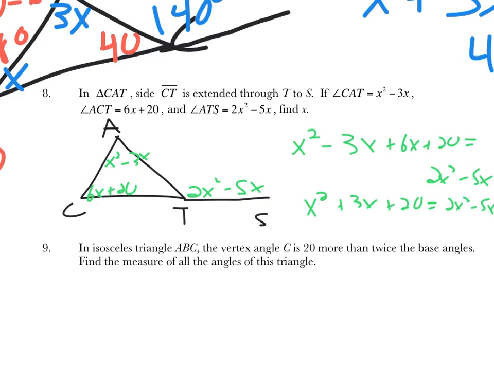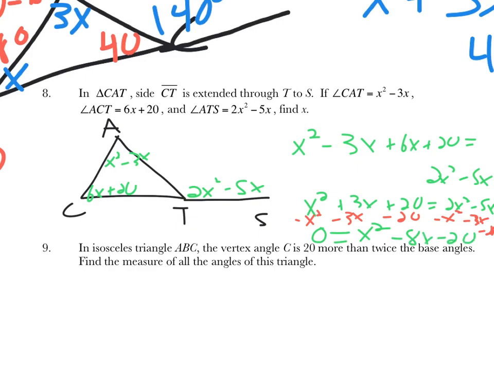Now remember, when you're solving an equation with an x squared in it, you want to set it equal to 0. So I'm going to subtract everything over to the right side. When I do that, I'll have 0 equals x squared, because I'm subtracting x squared from both sides, and then I'm going to subtract a 3x, and I will have minus 8x minus 20.